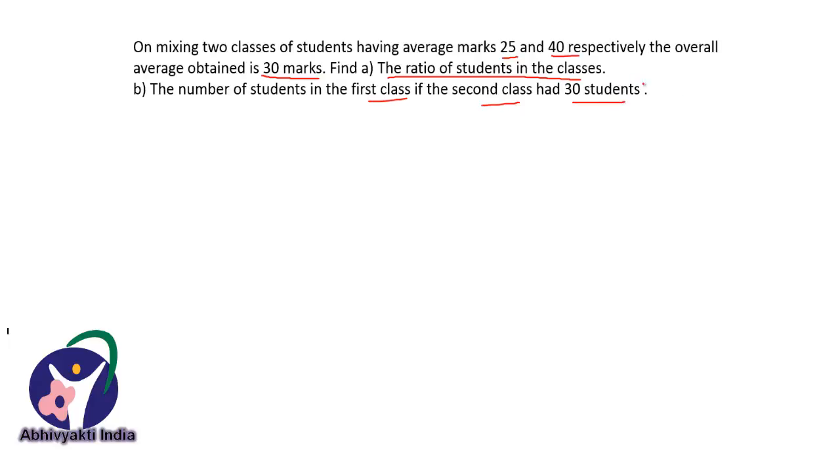We represent this situation graphically as 25 and 40. This is denoted by A1 and this is denoted by A2. So A1 and A2 are the averages of the two classes and their weighted mean is given as 30 marks and it is denoted by AW.